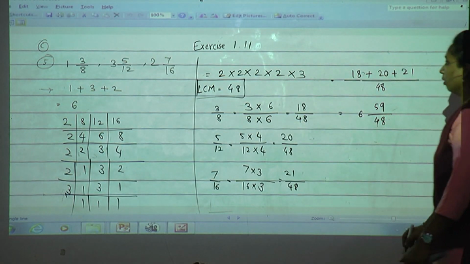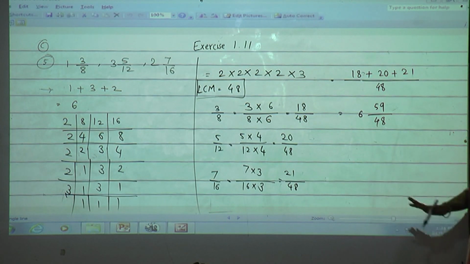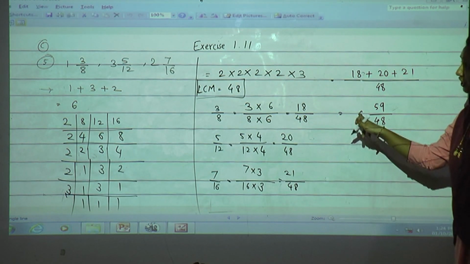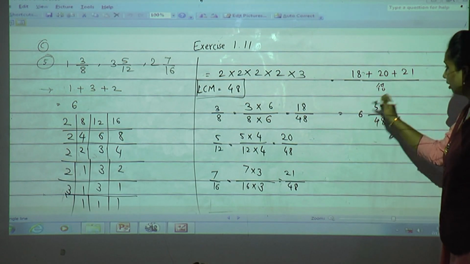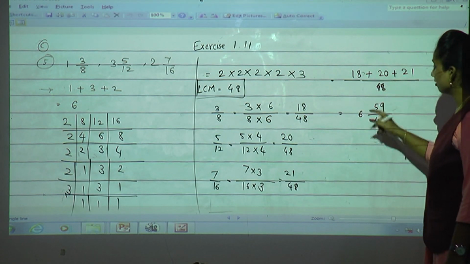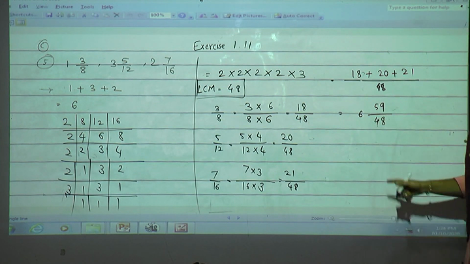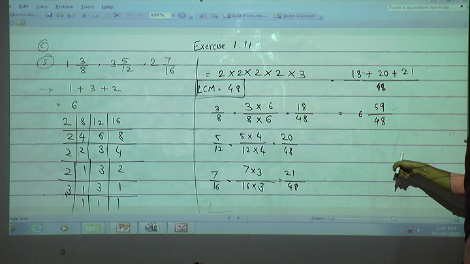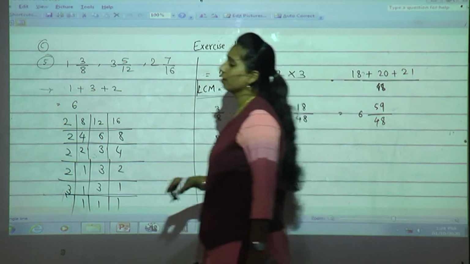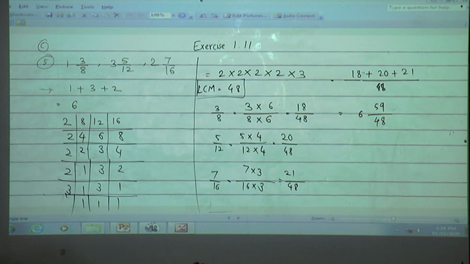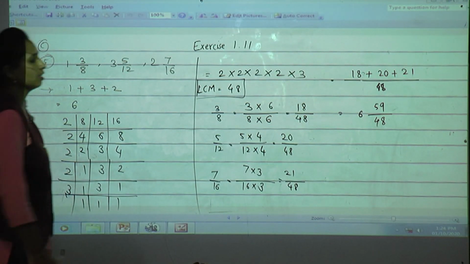Now this is not completed here. See, we have written the whole number directly. So we first need to take this mixed fraction and convert it into an improper fraction. Then we have to divide and find the answer.